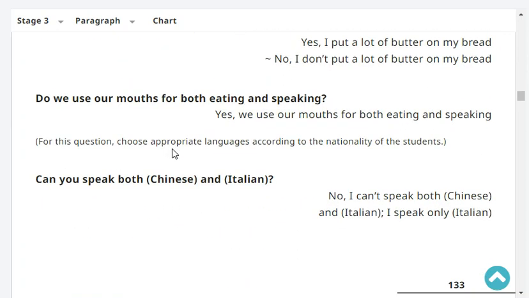Do we use our mouths for both eating and speaking? Yes, we use our mouths for both eating and speaking.